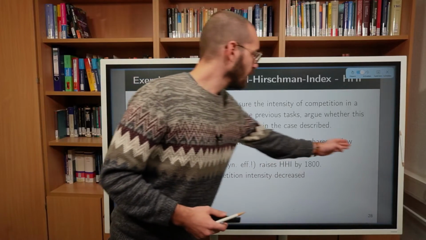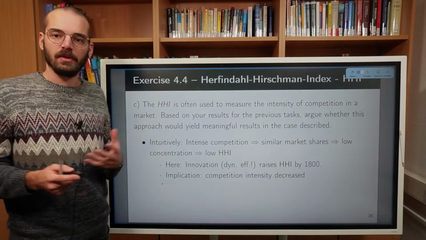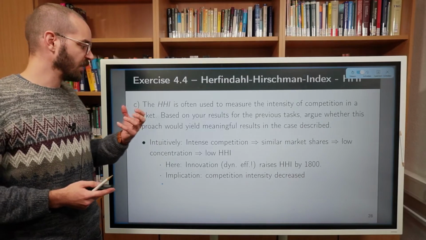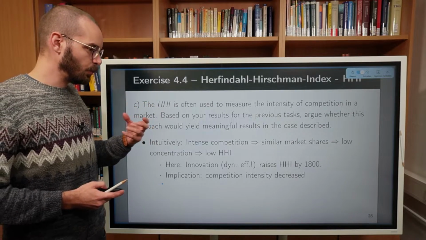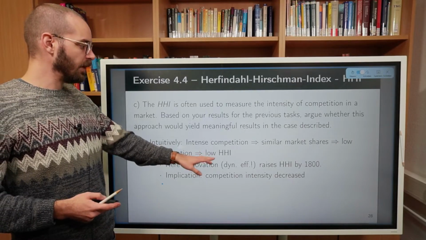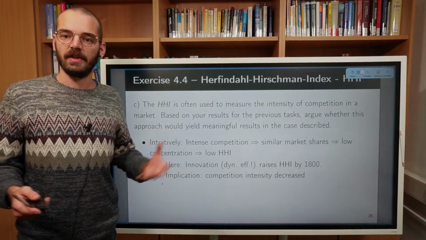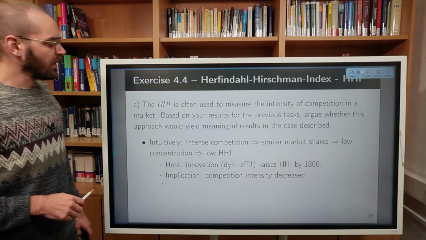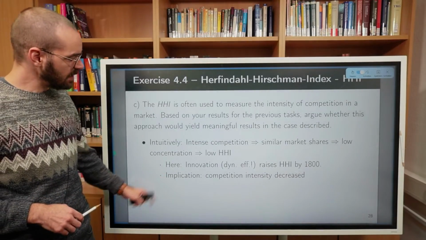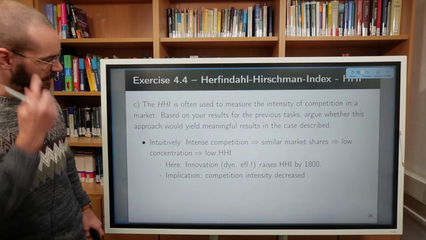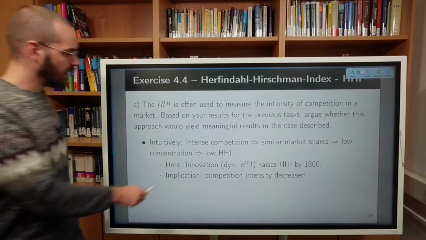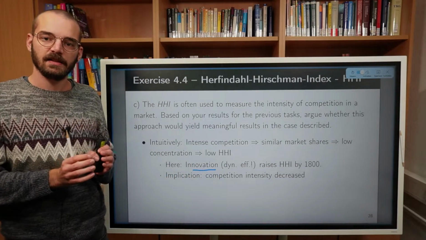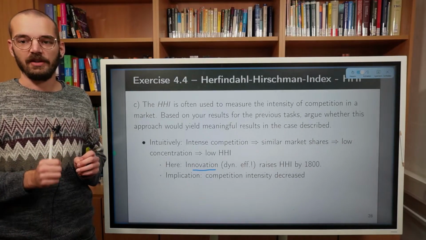Okay, so what we have come to understand is that a low HHI should be something good, something that we should aim for, right? Low HHI means intense competition. Intense competition means high allocative efficiency, right? However, what we have just seen in tasks A and B of this exercise is that an innovation resulted in an increase of the HHI.